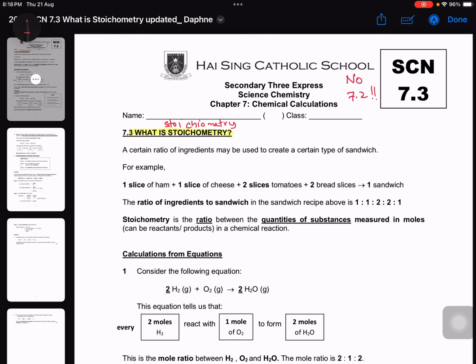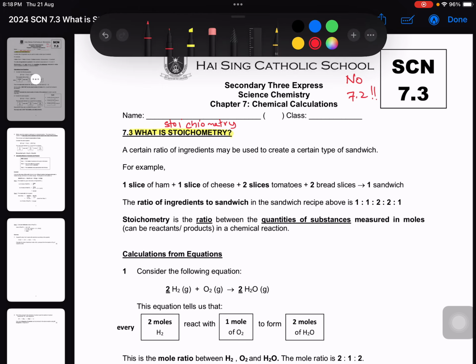Okay, so earlier on we had 7.1, now we are at 7.3. We don't have a 7.2. So what is stoichiometry? Now, stoichiometry is a ratio of quantities of substances measured in moles in a chemical reaction.